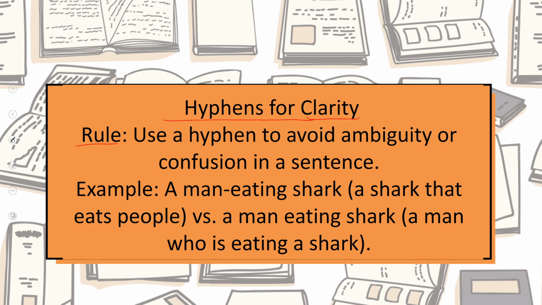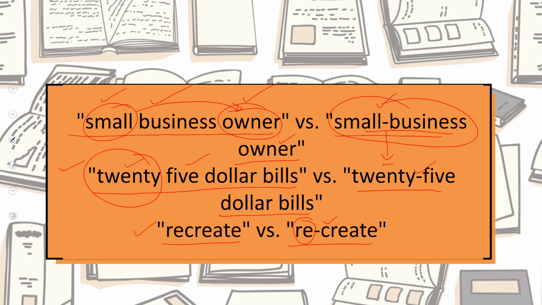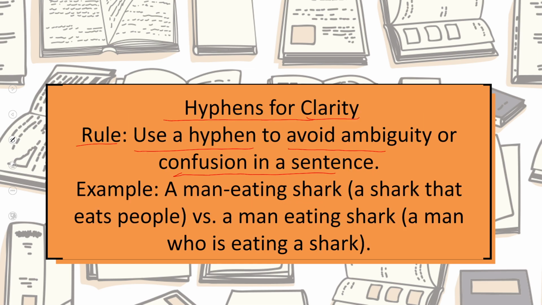Since we are talking about conventions, convention means the rules that have been going on in grammar of English language, in the standard English grammar. Use a hyphen to avoid ambiguity or confusion in a sentence. Yes, that's why we use hyphens. We avoid confusion. Just like we saw over here, there was confusion between small business owner and small-business owner. Now, for example, a man eating shark. What do you mean by this? It means that the shark is man eating. The shark eats men or man.